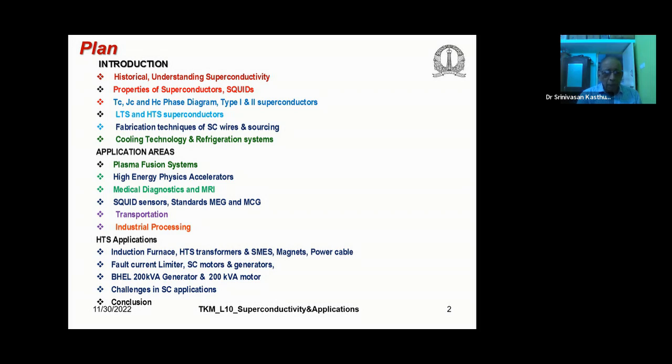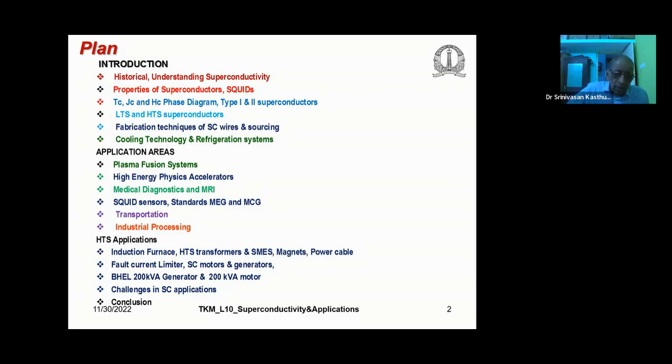The application areas can be, for example, plasma fusion systems, then high energy physics accelerators, medical diagnostics and MRI, SQUID sensors, standards, and then MEG and MCG, magnetoencephalography and magnetocardiography. In transportation, maglev, then industrial processing. Then the high temperature superconductors, which are in the market now, so there are a lot of applications for that.